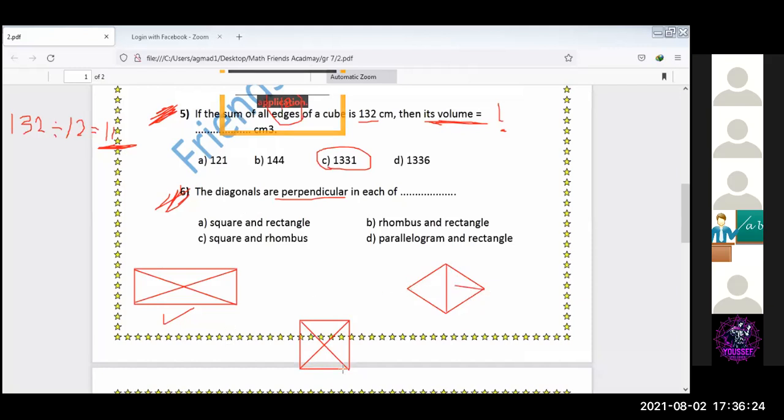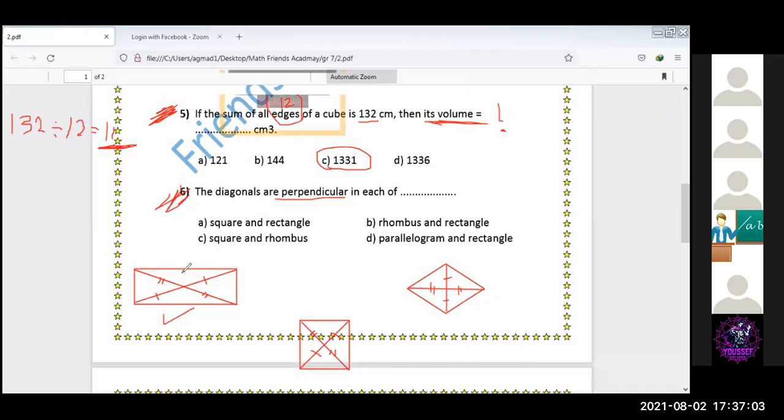All the diagonals in the parallelograms, like rectangle, square, rhombus, bisect each other. What the meaning of bisect each other? This part equals this part, this part equals this part, and here also, this part equals this part. So they bisect each other in all the parallelograms. I mean, in the parallelograms, each 2 opposite sides are parallel. Where? In rectangle, square, rhombus.